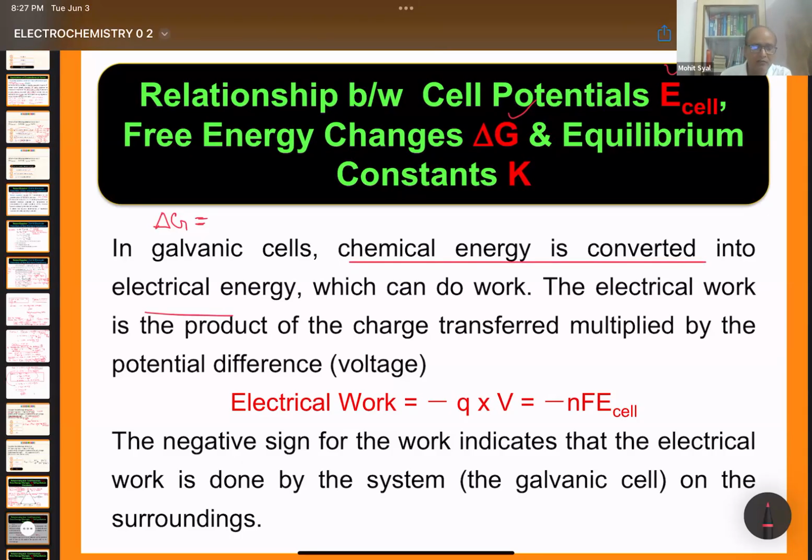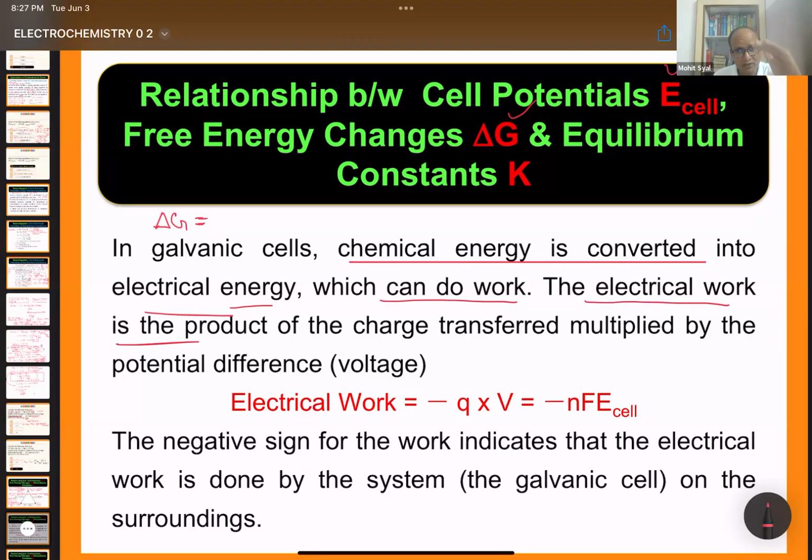We have discussed this in the beginning of this chapter. And this electrical energy or the voltage can do work. It can light a bulb, it can drive a motor. So the electrical work which we are going to get from a cell is equal to the decrease in Gibbs free energy.